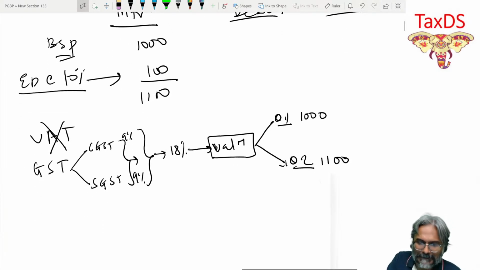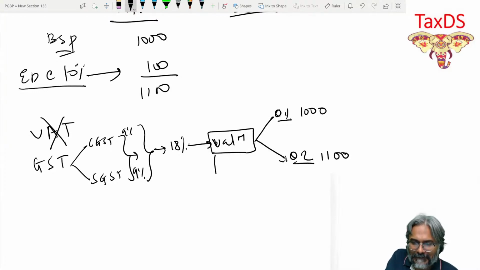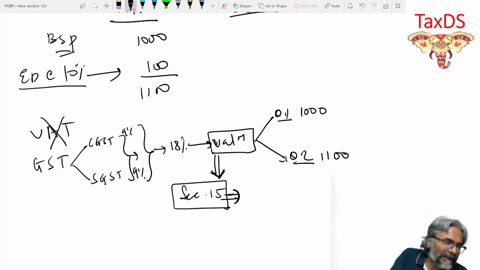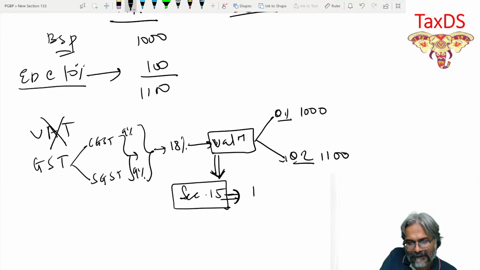That exactly is the point. Friends, here comes the valuation part, which is actually a very important concept. If you see the valuation part, in section 15 of the valuation, students, you will find this provision. What they say is that whatever is the valuation that you've been charged would be the transaction value in this scenario.